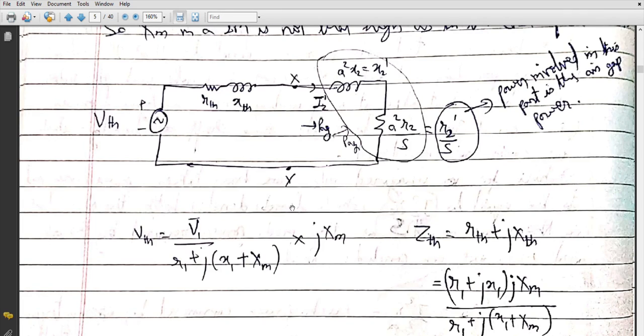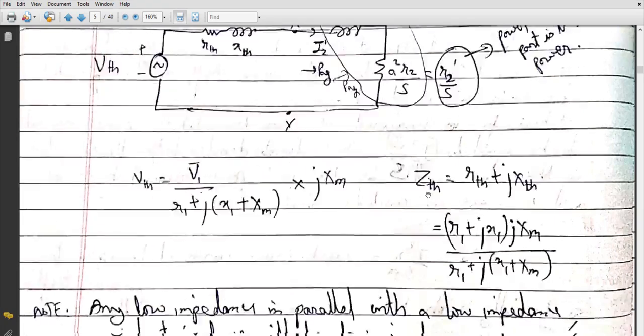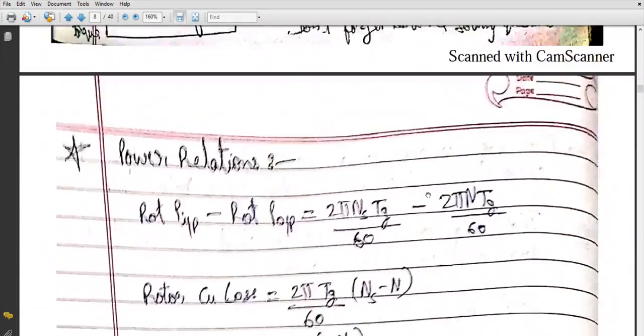You should go through this circuit again and again. This circuit needs to be understood very carefully. So this is PAG. PAG is what? 3 times I2 dash whole squared into R2 dash divided by S. That is what we are using. Again, we'll come back to that.